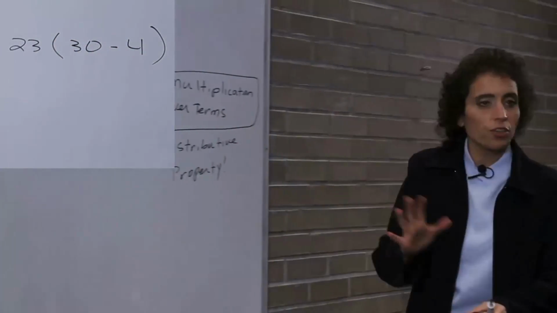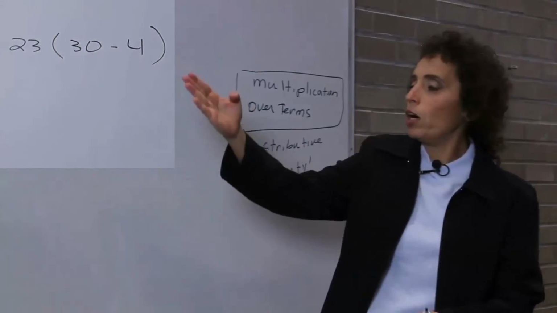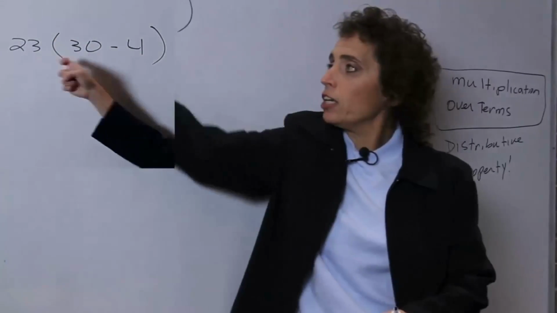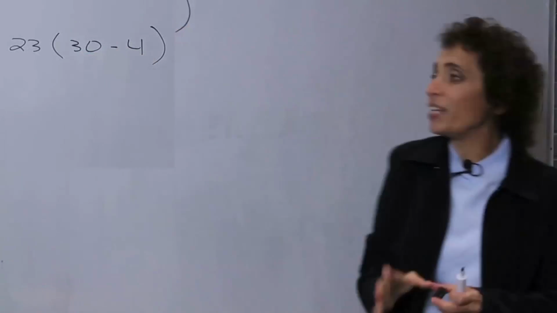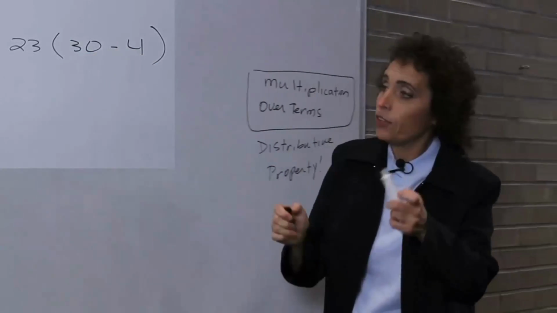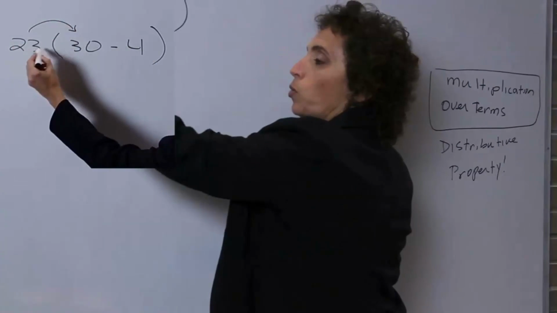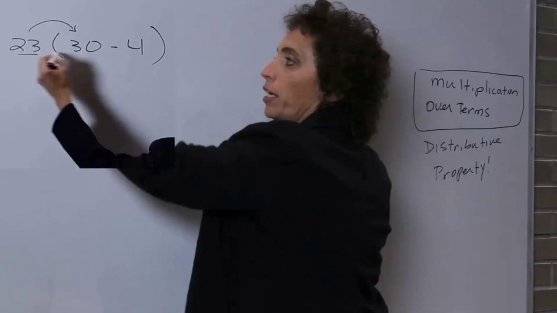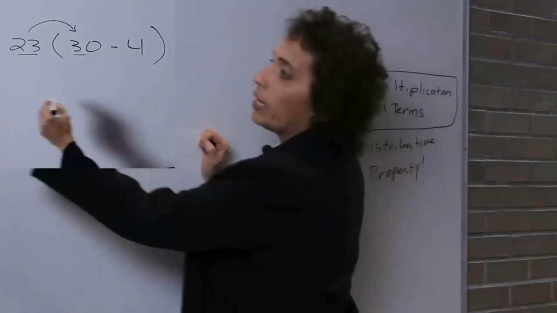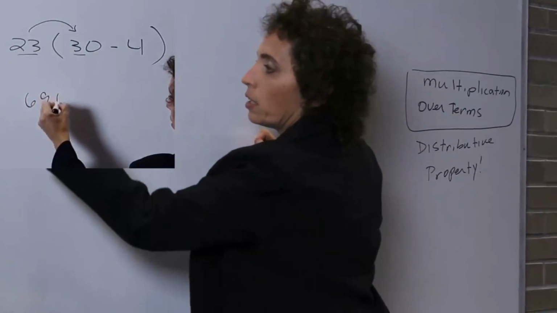First, let's talk about if we can do the distributive property or not. Well, we have multiplication outside, we have terms inside, so we can use the distributive property. Distributive property allows me to do this. Okay, 23 times 30. Well, 23 times 3 is 69. Put in the 0.